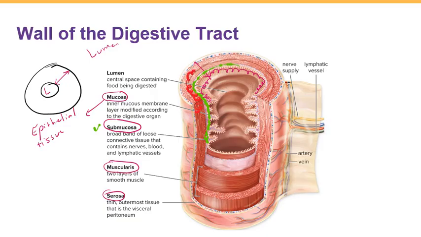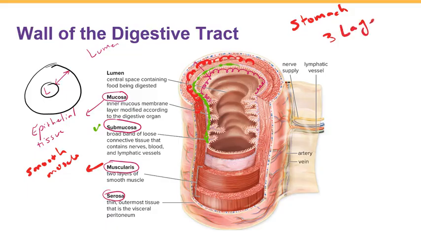Here we have 2 layers of smooth muscle. Smooth muscle is found in this layer. Basically, we have 2 layers of smooth muscle, in which the inner layer's fibers are circular in direction and the outer layer's fibers are longitudinal. But in our stomach, we can find 3 layers of smooth muscle in the muscularis layer.